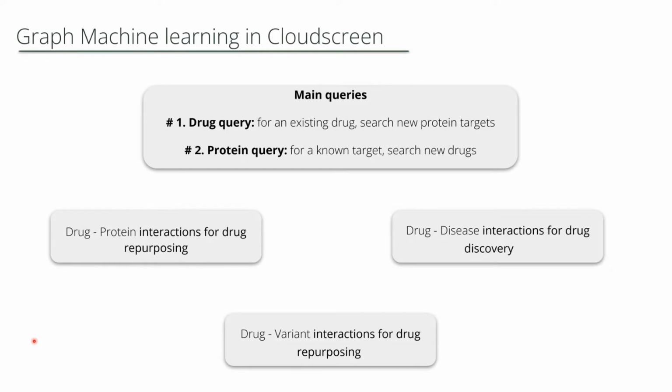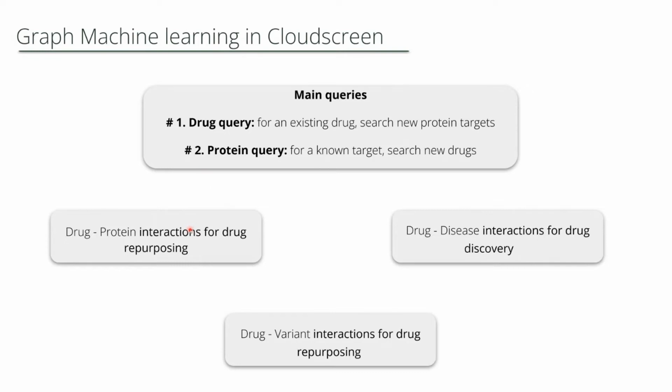CloudScreen utilizes graph machine learning as an extra layer of validity to the predictions that it provides. More specifically, the outcomes of the main queries that the platform has are further combined and filtered through the graph machine learning predictions. The purpose of CloudScreen is to provide suggestions about drug repurposing candidates. This is done either through a drug query, where the platform provides the new targets for existing drugs, or through a protein query, which results in drugs that possibly target the queried protein.